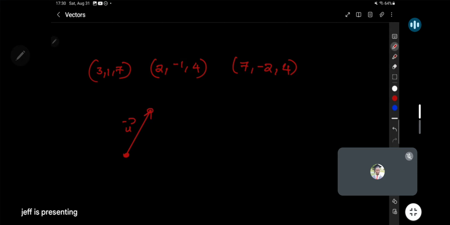So we're given the vertices. I can take this to be 3, 1, 7, and then here we have 2, negative 1, 4. You have to see that regardless of how you arrange these 3 points, the results would still be the same. You can arrange them however you want and still get the same answer. So point number 3 will be somewhere here.